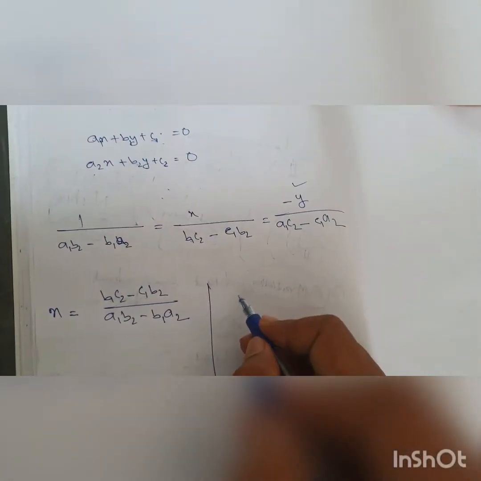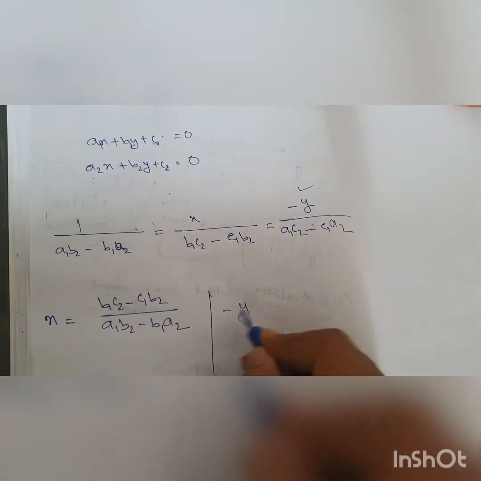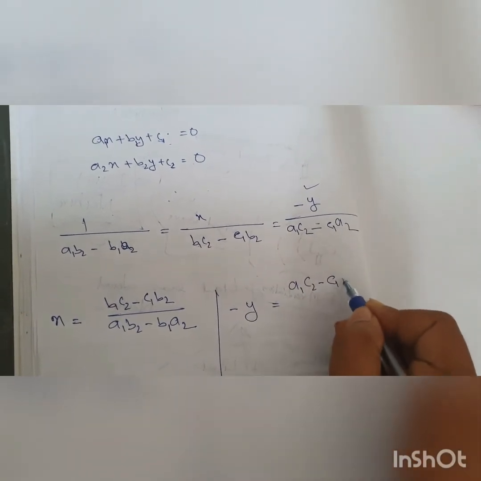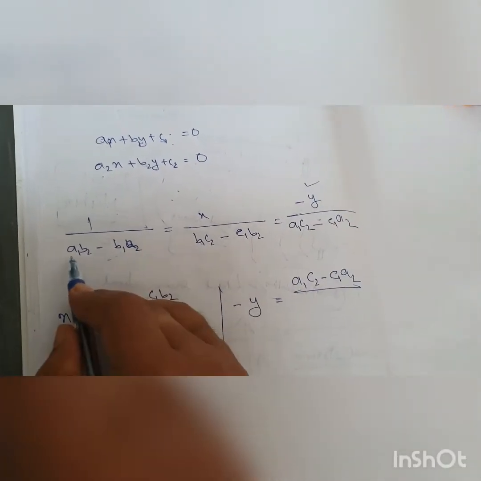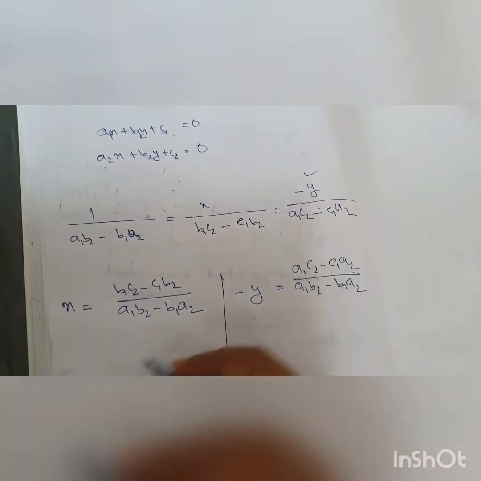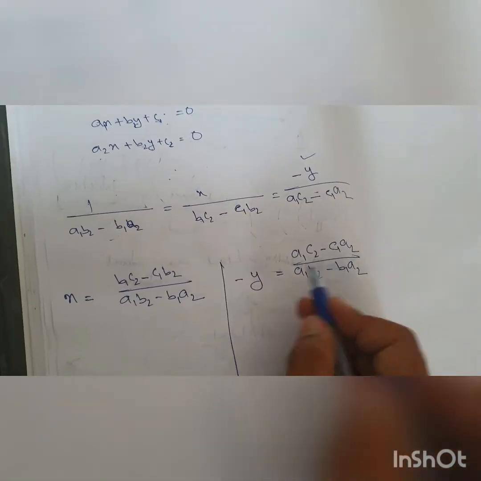And you want to find out y. In y this will go up, right? So it will be minus y, but this will go up, so (a1 c2 minus c1 a2) by (a1 b2 minus b1 a2). And if you simply solve it, it will come later on. After finding the answer, you can take the minus, that's why.